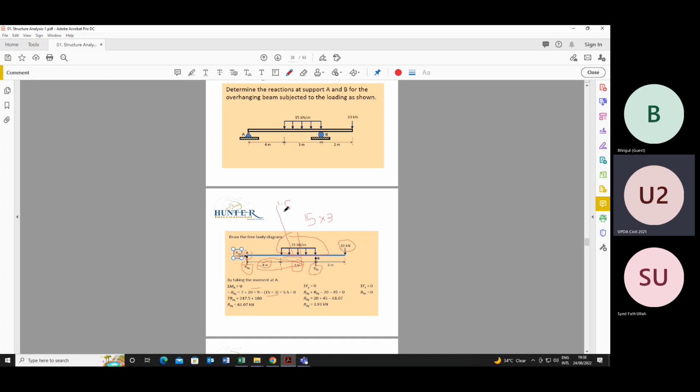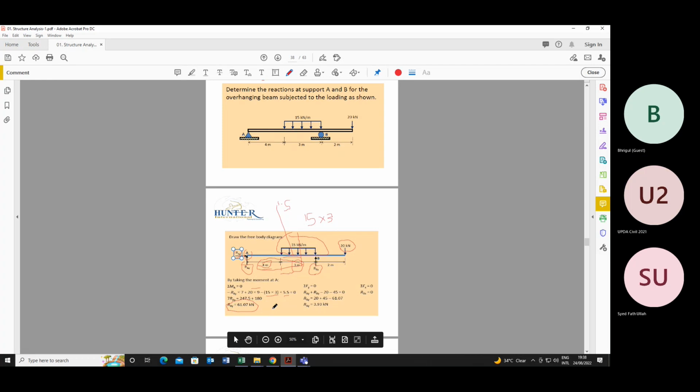It will be acting at 1.5 meter. So what will be the distance? 4 plus 1.5. That is, the total distance on which this load is acting from B is 5.5. Understood? If we resolve this equation, we will get RB is equal to 61.07 kilonewton.